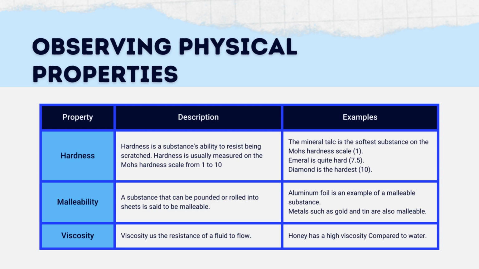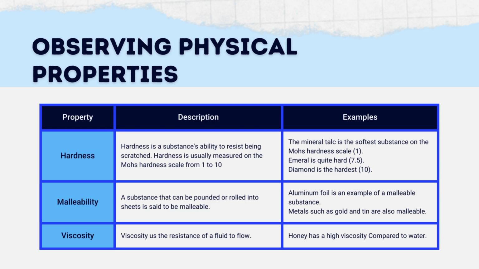Next up, we have hardness, which is classified as a substance's ability to resist deformation, indentation, or stretching. The Mohs hardness scale from 1 to 10 is typically used to measure hardness. On this scale, the mineral talc is the softest substance at level 1, while diamonds are the hardest at level 10. Malleability is the ability of a material to be hammered, rolled, or pressed into various shapes without breaking or cracking. Examples of malleable substances include aluminum foil, gold, and tin.